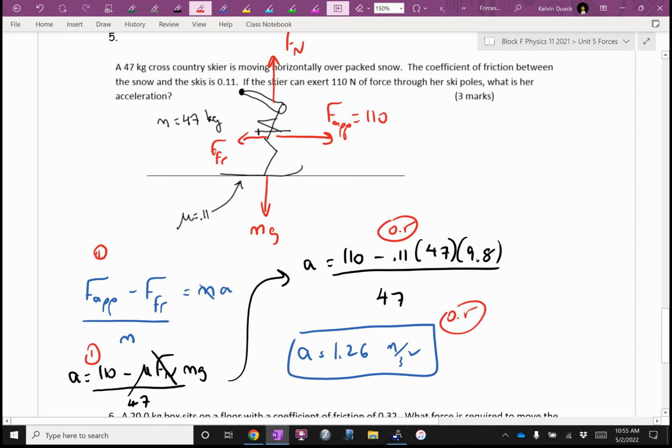I had somebody in my other block say, Mr. Dueck, this isn't quite right because when you're cross-country skiing, you don't accelerate at a steady rate. As soon as you finish pushing, you start to slow down, and then you push and you speed up, and then as soon as you're lifting your poles up, you're slowing. You kind of speed up, slow down, speed up, and they're right. Really, we're finding an average acceleration because that's the best we can do without calculus. Good point.